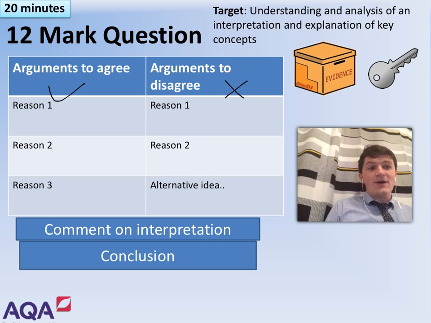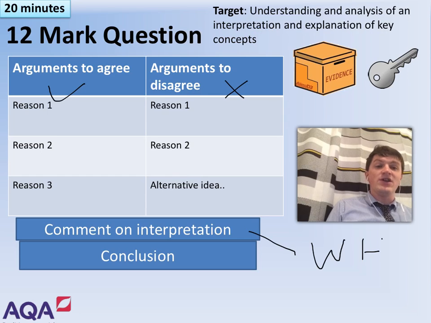Like we always talk about, you need to make sure you've got plenty of evidence. You need to make sure your answer is linked to the question using the key words to ensure that. When we talk about how many arguments to have for each side, a good way is to think of 2 or 3 reasons to agree, and then 2 reasons to disagree, and then an alternative idea if appropriate.